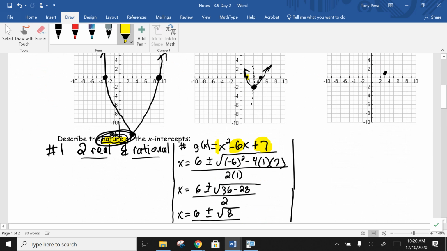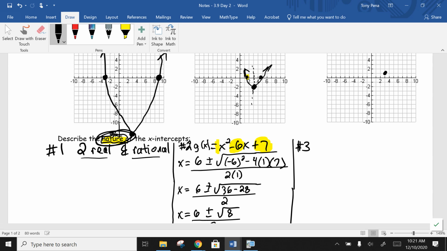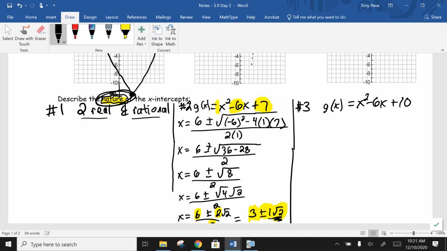So let's come down here for number 3. And let's do this one. So this was x squared minus 6x plus 10. All right, so if we do our quadratic formula again, the opposite of b is again a 6. And then you're going to have negative 6 squared minus 4 times a times c. Divide by twice a, which is our 1. Start cleaning all that up.